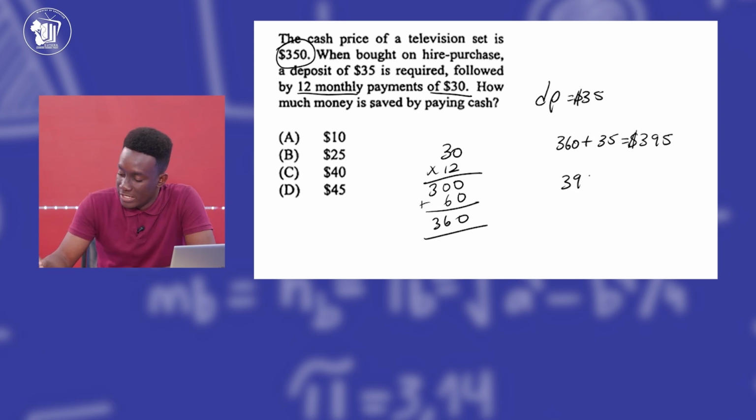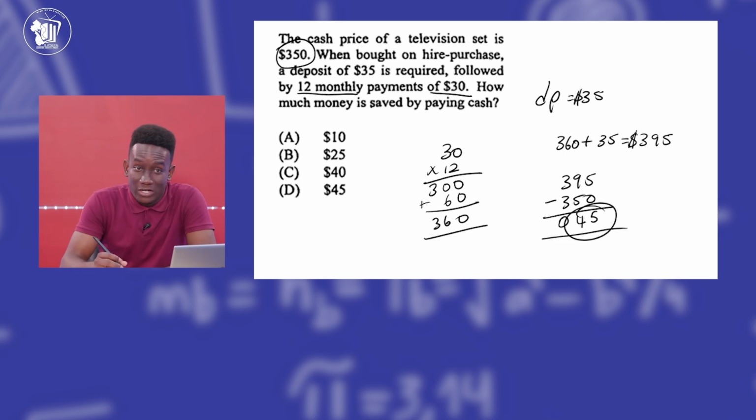This will be $395, subtract $350. So give us 0 from 5 is 5, 5 from 9 would be 4, and 3 from 3 would be 0. So we see that they saved $45 if they paid cash.